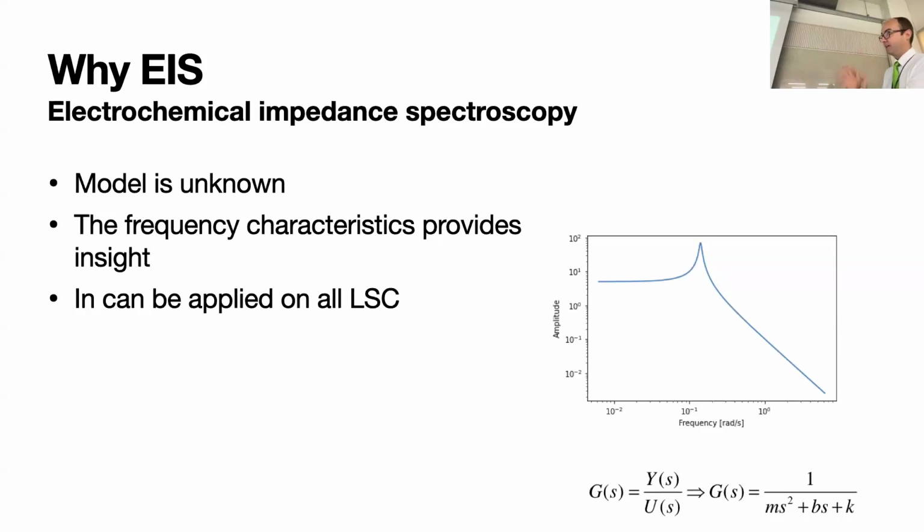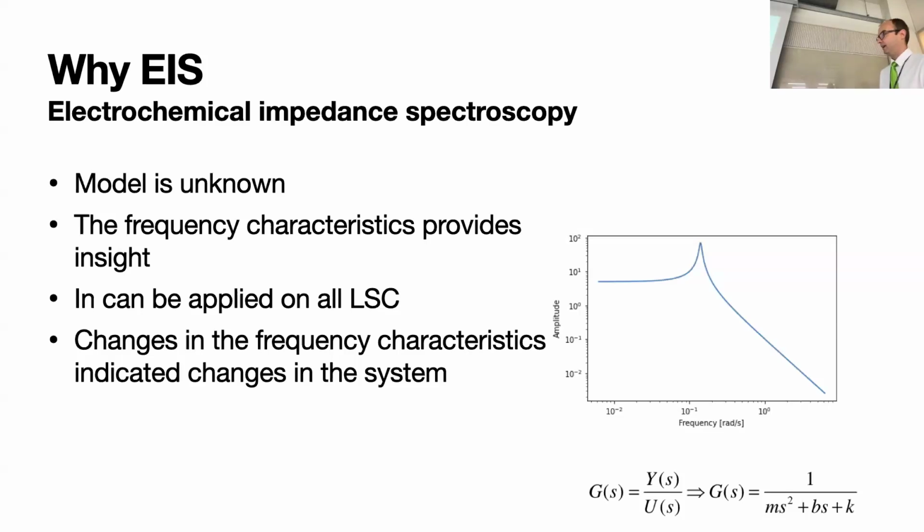this approach is applicable only to linear, stable, and causal systems. That is the one thing that you should keep in mind. There are also publications that do a form of so-called nonlinear EIS and stuff like that. Yes, you can calculate this, but the analysis of the results can be a little bit tricky. And finally, why are we doing this? Because changes in the frequency characteristic indicate changes in the system.